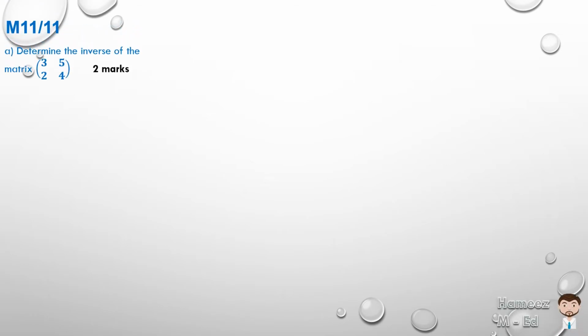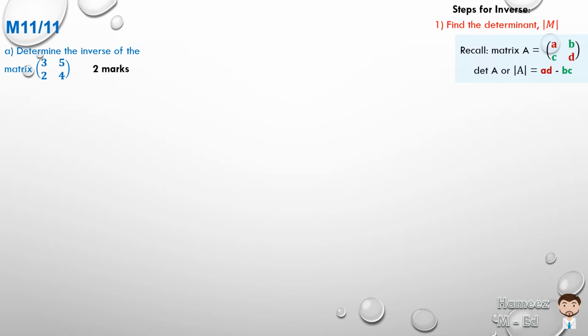May 2011, number 11, part A. Determine the inverse of the matrix 3, 5, 2, 4. So let's remember the steps for inverse. First, find the determinant. And we recall that if the matrix is ABCD, then we multiply the red diagonal, which is the major diagonal, minus the minor diagonal, BC. Or the red values minus the green values.